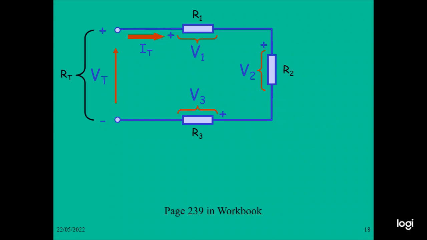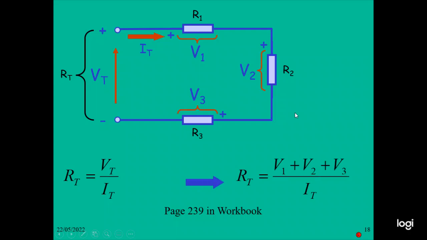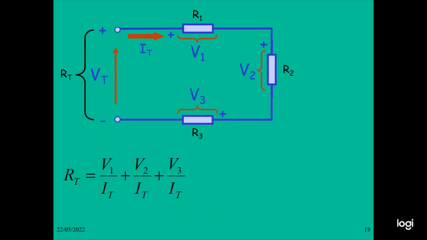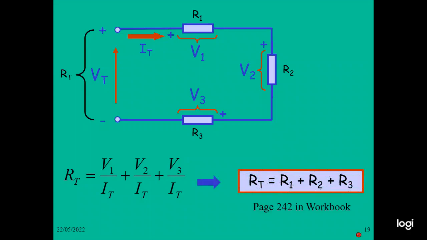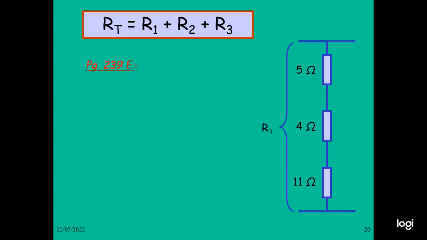In this case, the total voltage is given, and the current IT is flowing. The voltage across R1 is V1, across R2 is V2, and across R3 is V3. So RT equals VT by IT. RT equals (V1 plus V2 plus V3) divided by IT. Therefore RT equals V1 by IT plus V2 by IT plus V3 by IT, which equals R1 plus R2 plus R3. This is how we get it from Kirchhoff's voltage law: RT equals R1 plus R2 plus R3.